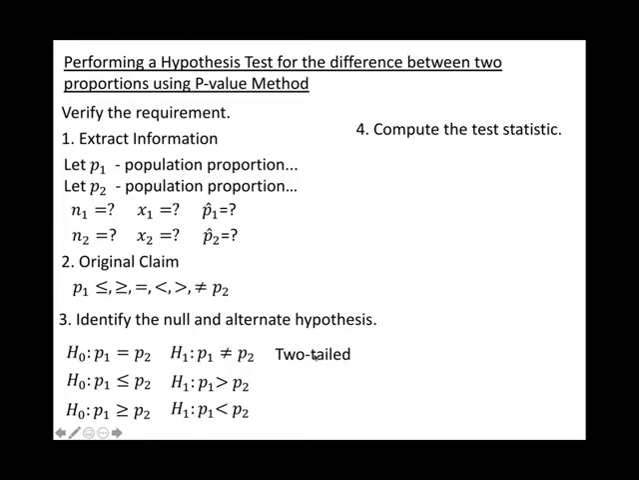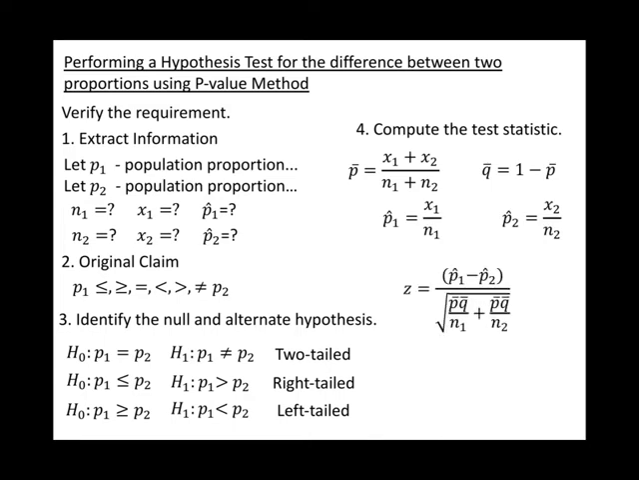Not equal to, that will be two-tailed. Less than will be left-tailed. Greater than will be right-tailed. And make sure you put population 1 on your left-hand side. Okay, population 2 will be on your right-hand side here. Number 4, compute the test statistic. So we have a complicated formula here. Again, I will show you how to use this formula for the first example, but other than that, feel free to use the calculator to find the test statistic.